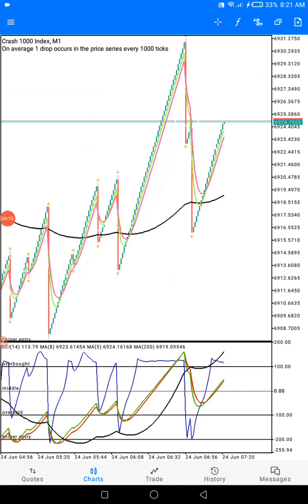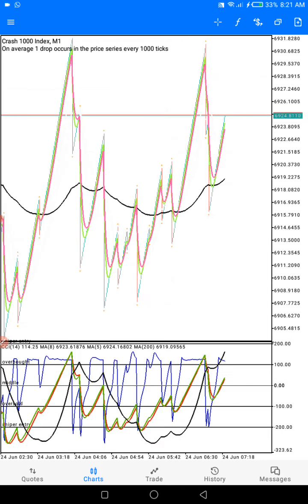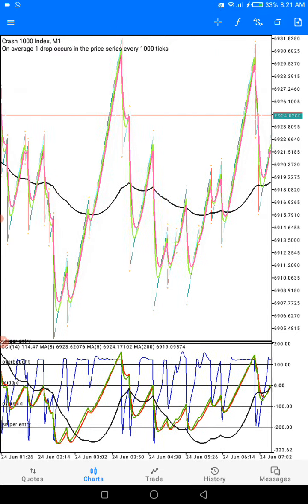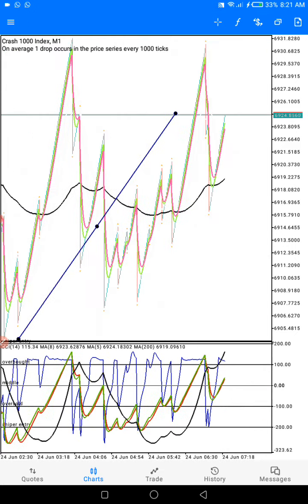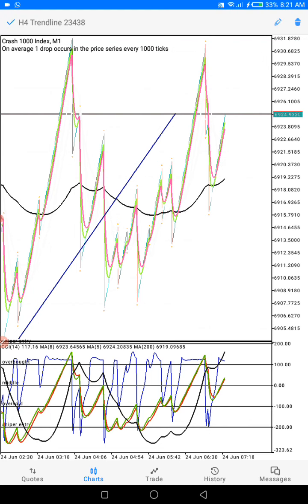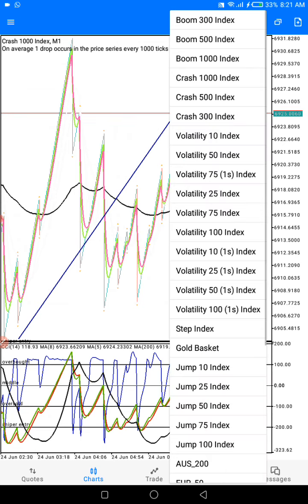It is currently buying and selling at the same time. So if I were you, I would watch out for this movement on Crash 1000. Though I spotted a move on Boom 1000, so I took a position earlier. So let's go to Boom 1000 and see how the market is doing down there.